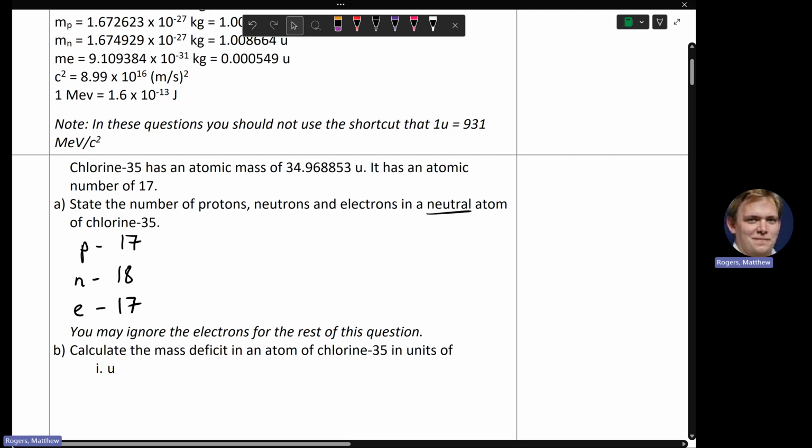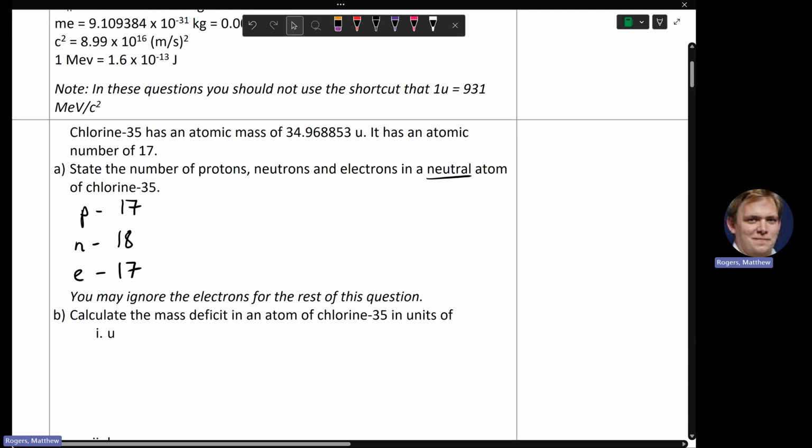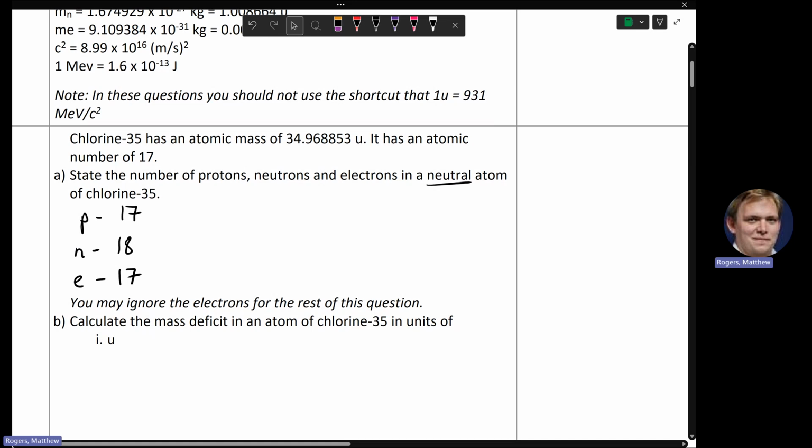It says you may ignore electrons for the rest of this question. Calculate the mass deficit in an atom of chlorine-35 in units of u to start off with. So to work out the mass deficit, we're going to take the mass of the protons and the neutrons and subtract the mass of the nucleus.